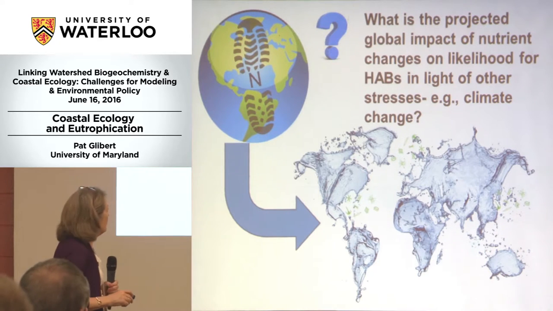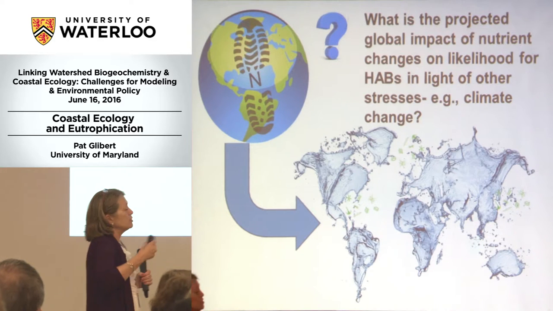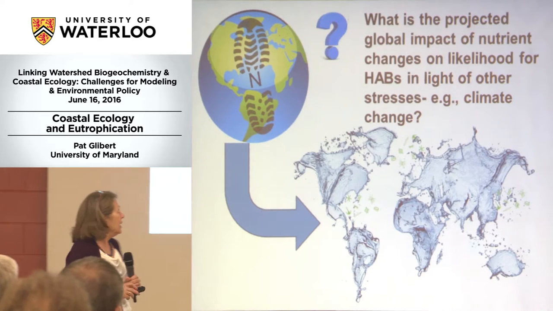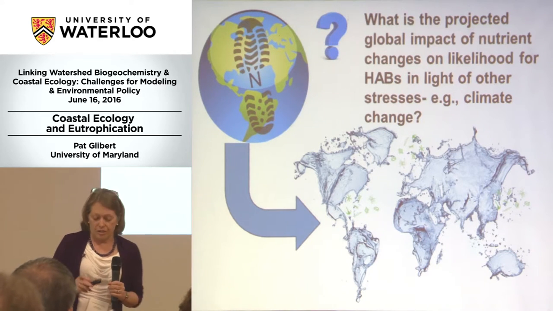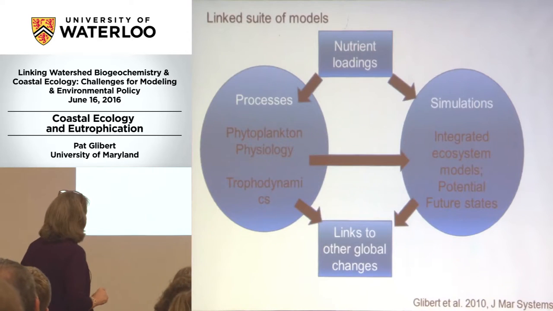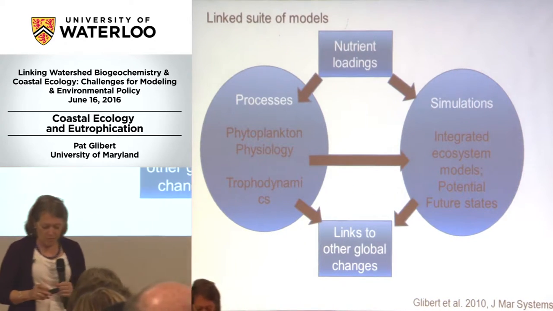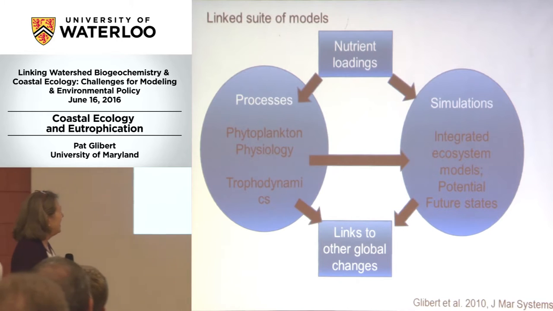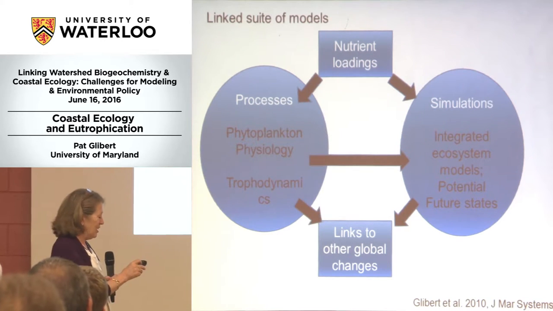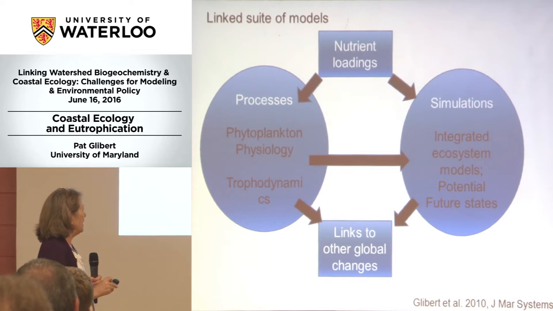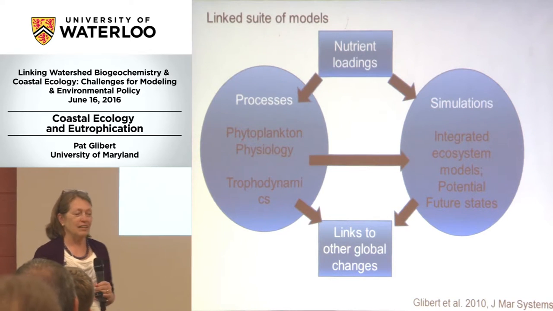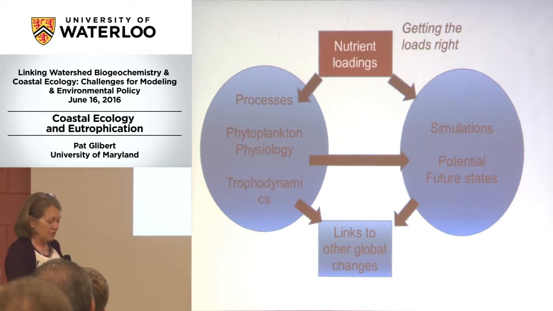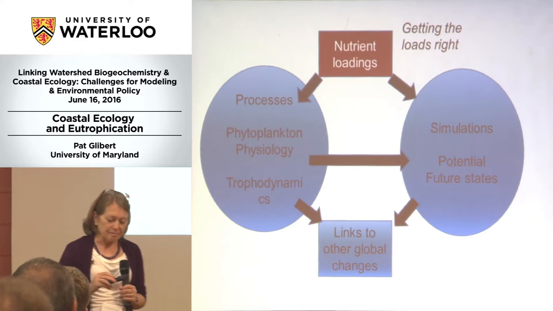now I'd like to just say a few words on what's the projected impact of nutrient changes on the likelihood for HABs in light of the fact that there are other stressors like climate change. So to do this, we've worked with a number of modelers, some in this room, looking at linking nutrient loads with other global changes and our understanding of phytoplankton processes to project future states. So first getting the loads right to do this.